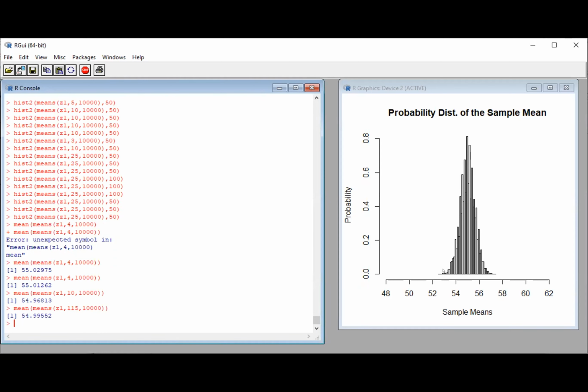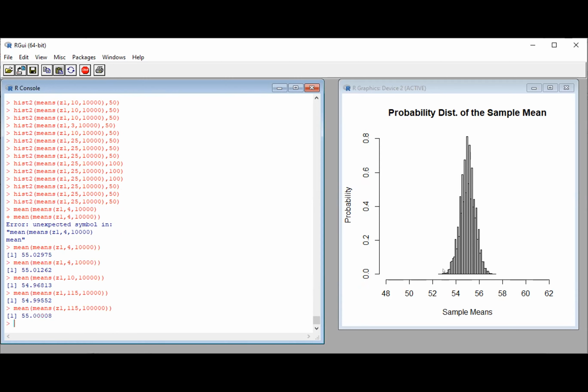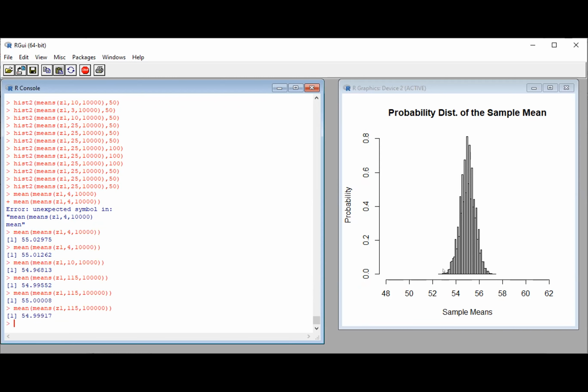It remains very close to 55. Since I'm computing a probability distribution in a fake way by collecting 10,000 samples, that's why it's slightly off. But if I increase the accuracy of my probability computation, it becomes even closer to 55. It takes the computer a little bit more time, but the mean doesn't depend on this sample size.